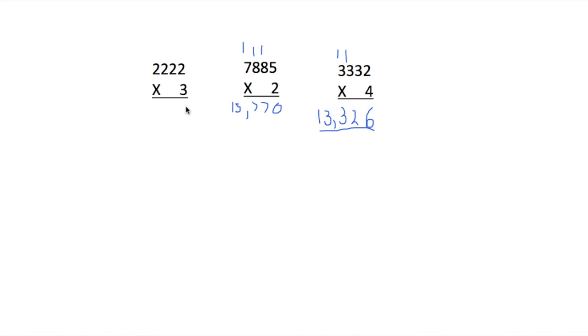3 times 2 equals 6. And you probably already know the answer for this. There's not much we have to do here. All we have to do is just 3 times 2. 3 times 2 equals 6. And our last 3 times 2 equals 6. So our answer is 6,666.